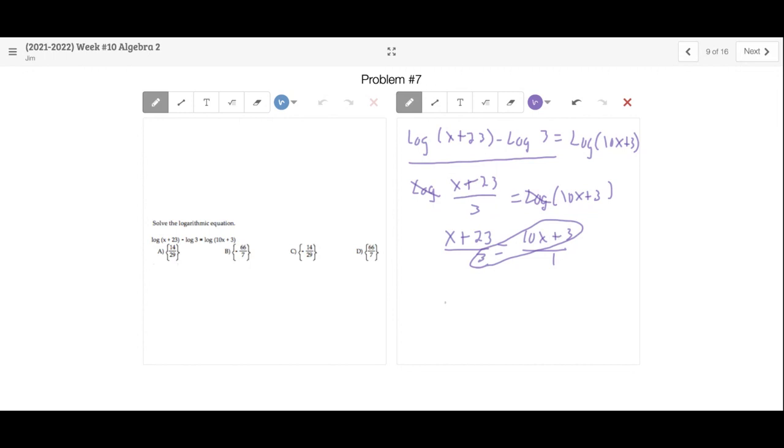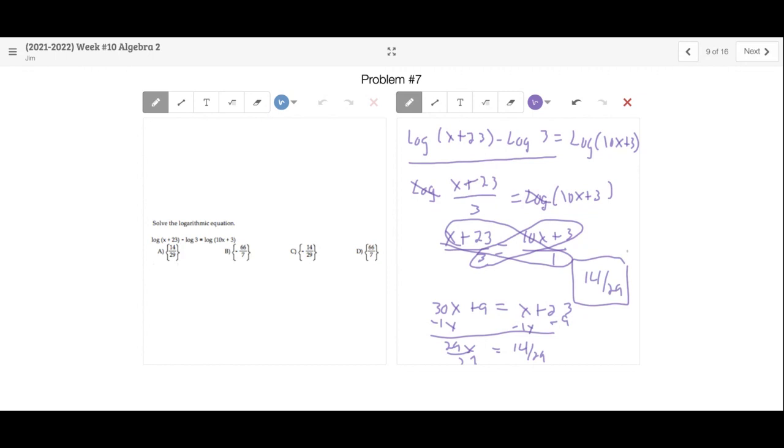So if I multiply 3 times 10x plus 3, I get 30x plus 9 is equal to, and if I cross multiply on this diagonal, I just end up with x plus 23. Subtract 1x from both sides. I get 29x, and then I'm going to subtract 9 from this side. 29x equals, what is that, 14? So I'm going to divide through by 29. I get 14 over 29. That is the hardest problem that I could give you. All right, so that's where I was starting.